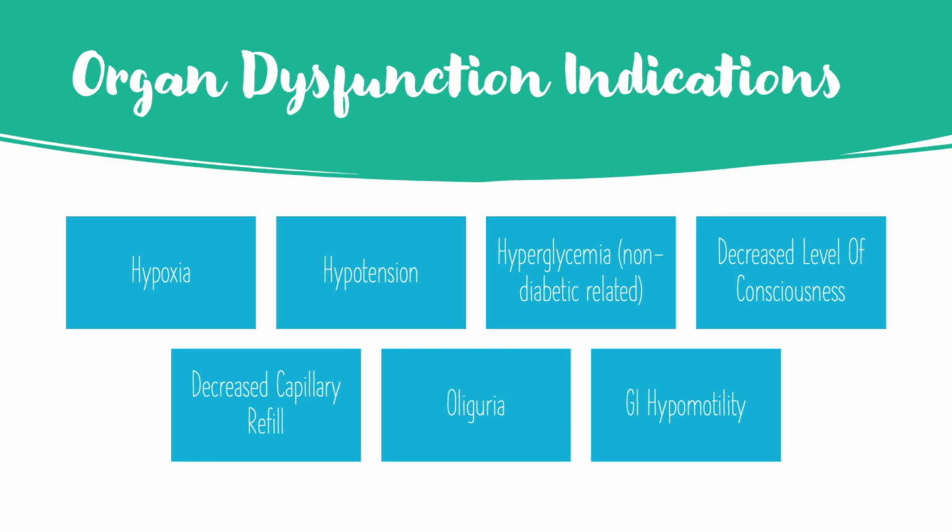Oliguria indicates decreased urine output, reflecting urine output less than 30 milliliters per hour. And lastly, guys, decreased GI motility occurs due to decreased perfusion or neuropathy to the GI system, which can ultimately decrease intestinal peristalsis, leading to abdominal pain, bloating, or constipation.